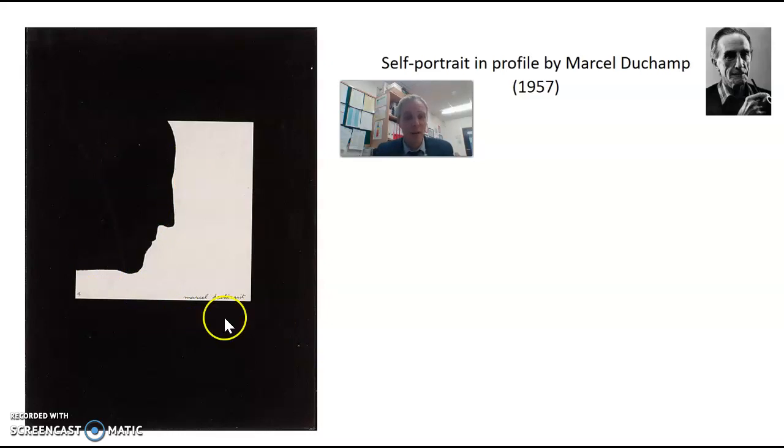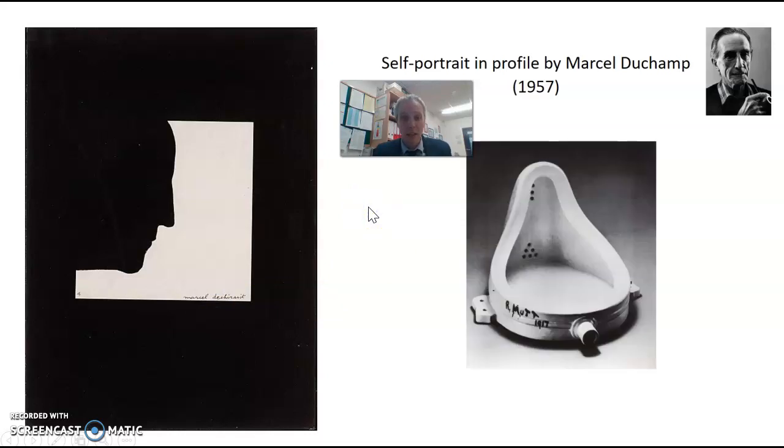But he didn't think that art had to be beautiful. In fact, here's a famous piece of his art, which he entered into an exhibition once. It's just a urinal. And when he was challenged and told, "Well, that's not art," he said, "Well, I'm an artist, and I'll decide what art is." And it got people thinking about what art is and what art can be.